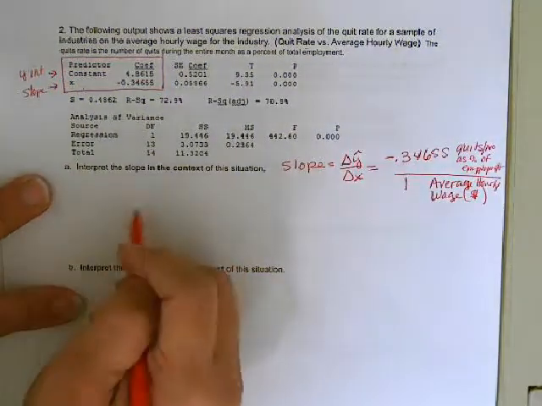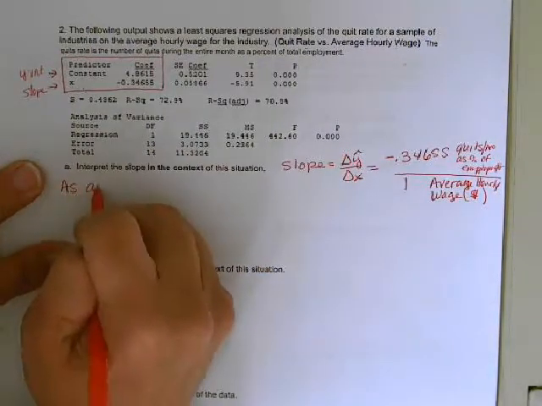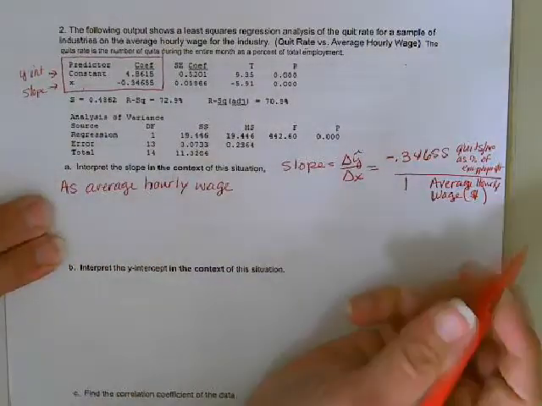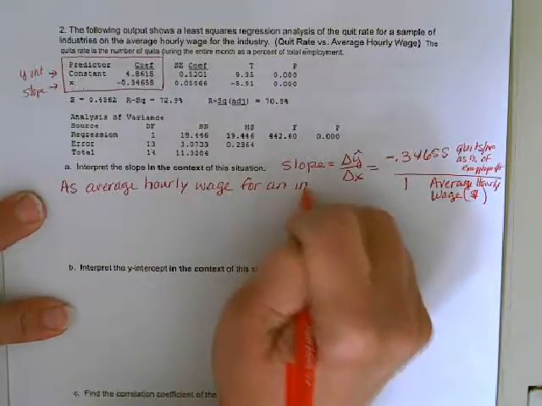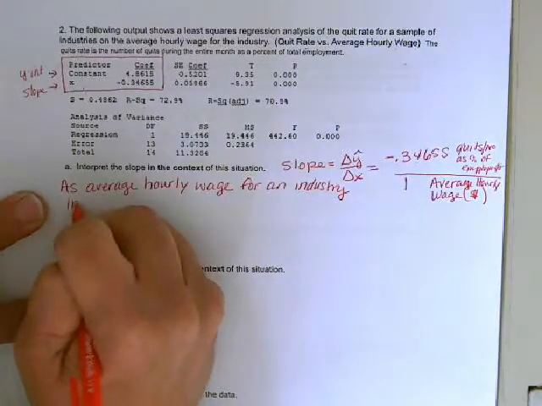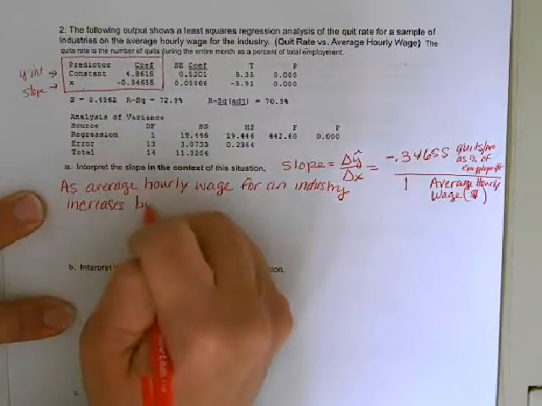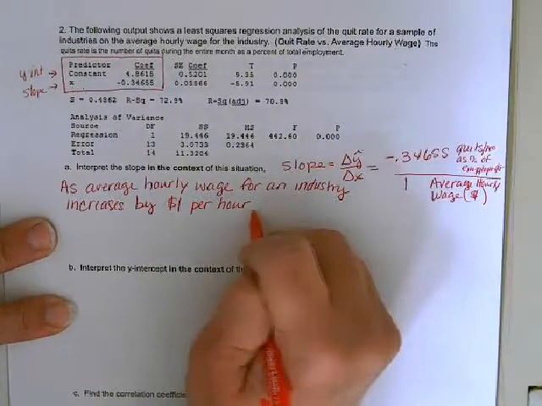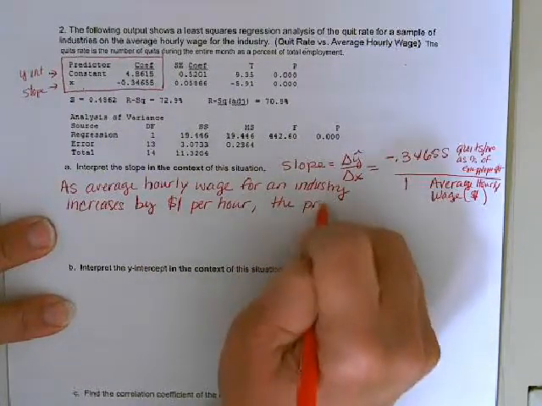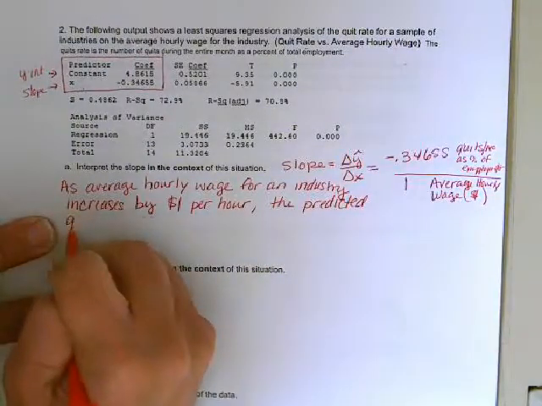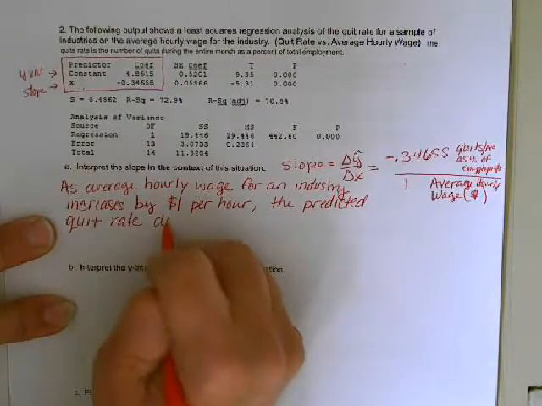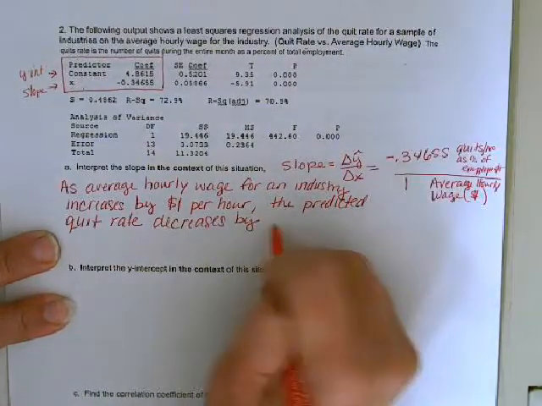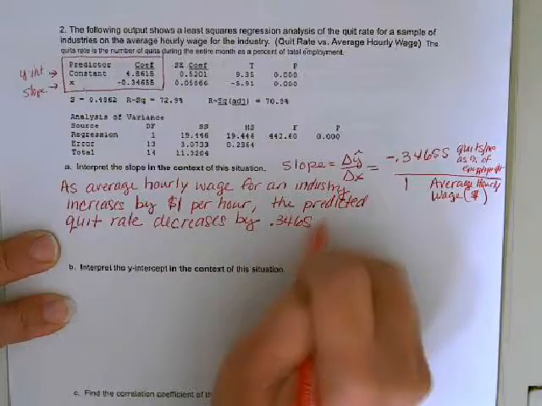All right, so interpreting slope, we would say as average hourly wage for an industry increases by $1 per hour, the predicted quit rate decreases by 0.34655, and it's decreasing because we have a negative slope. Okay.